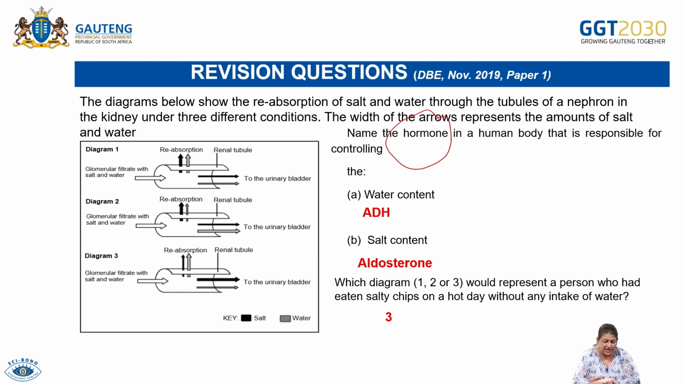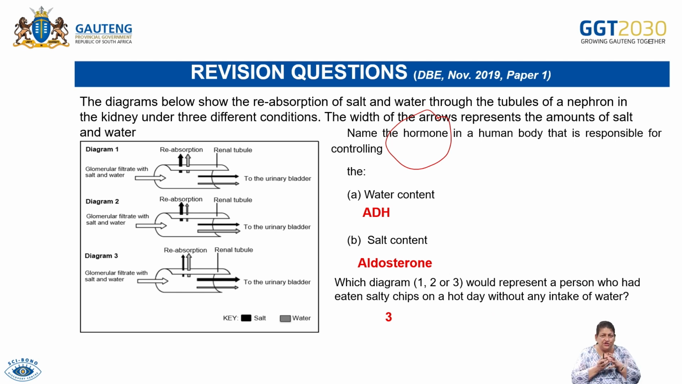Can you see that, children? So which diagram would represent eating salty chips? If more salt is going to be passing to the bladder, it means diagram 3 is the one. Diagram 3 would represent a person who had eaten salty chips.